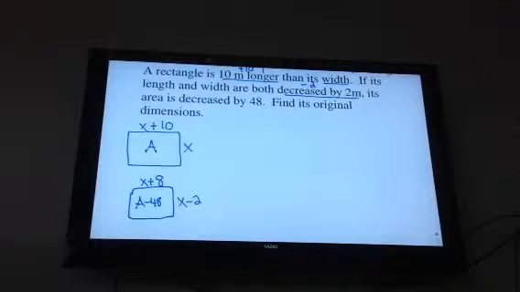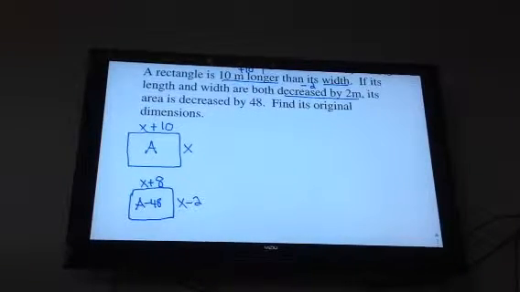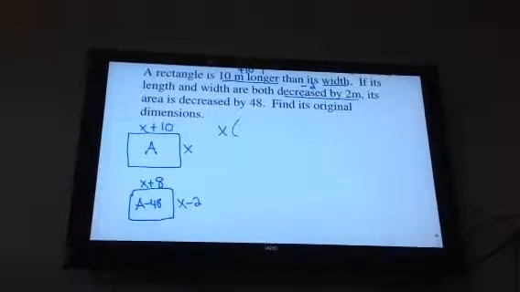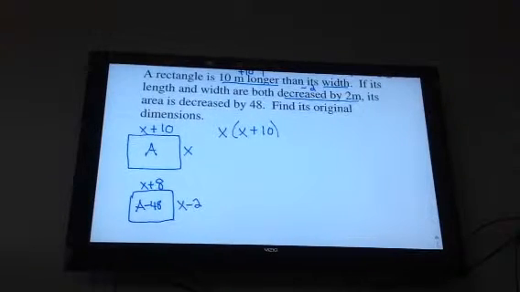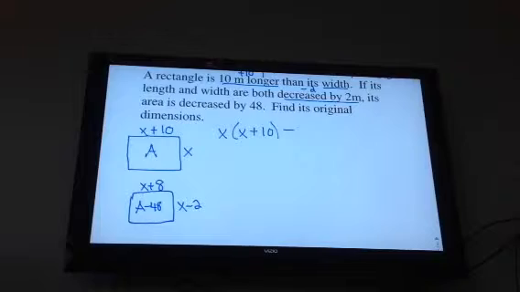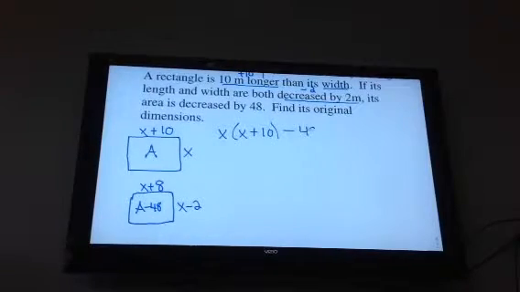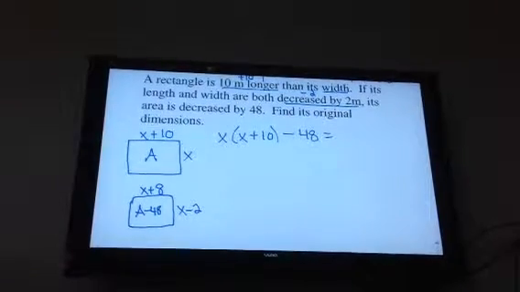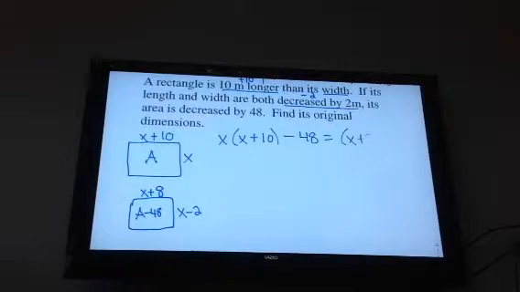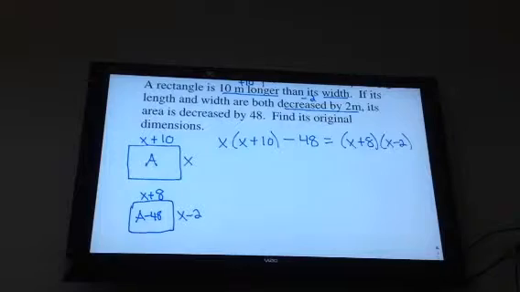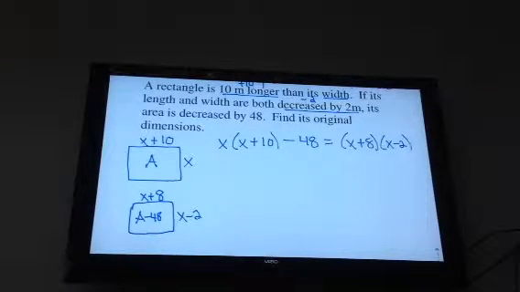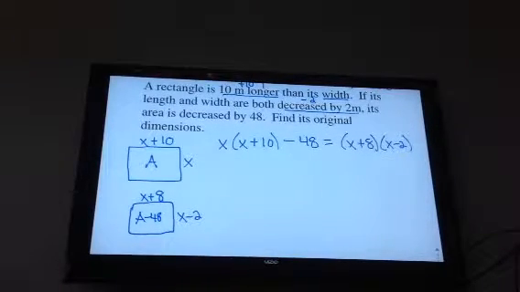Okay? So once I get it set up, I have my area of the larger rectangle, length times width, minus how much bigger it is, which is 48. And that should equal the area of the smaller rectangle. So there's my setup. Now I'm going to solve.